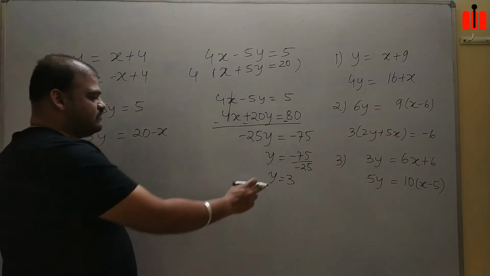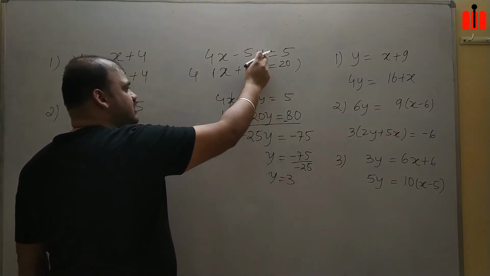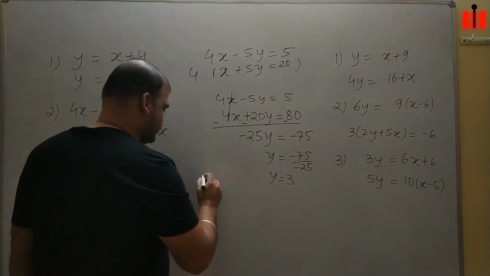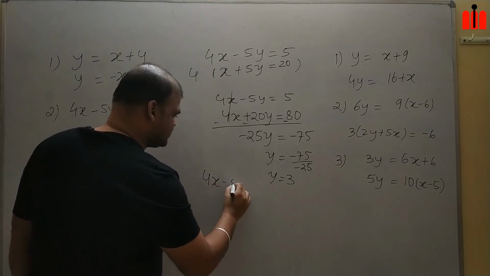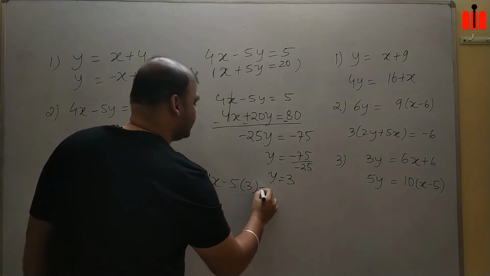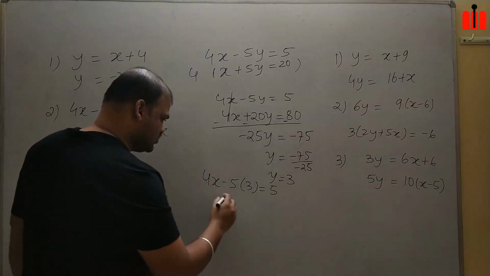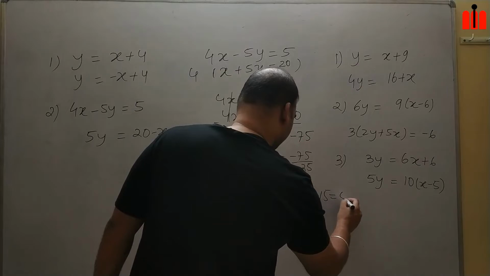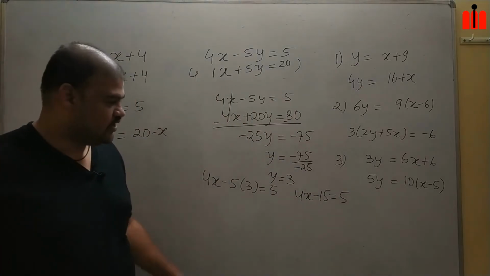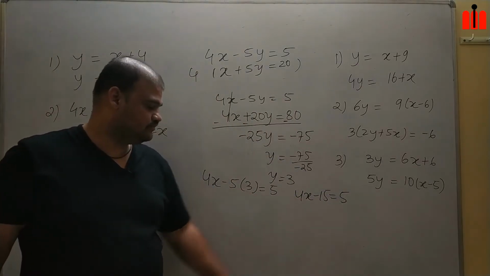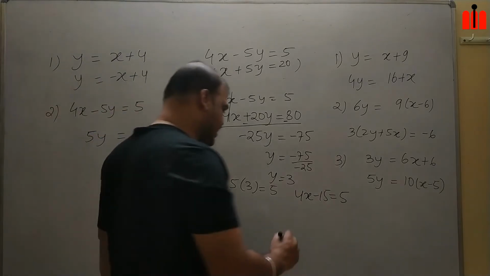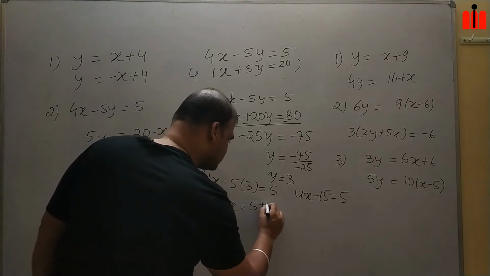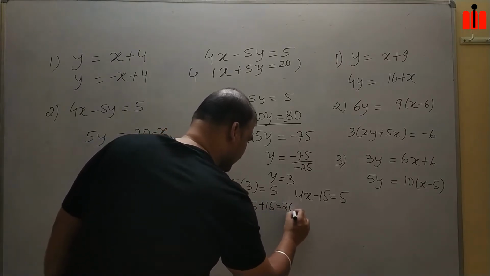Right? After that, this variable you will substitute in any of these two equations. So I will substitute in the first equation. So it will be 4x minus 5 into 3 equal to 5. So 4x minus 15 equal to 5. Okay, 15 is in subtraction. It will go to RHS, addition. So 4x equal to 5 plus 15, which is equal to 20.